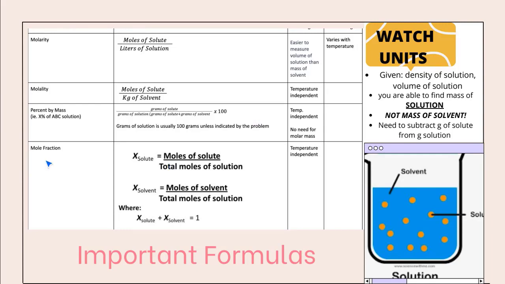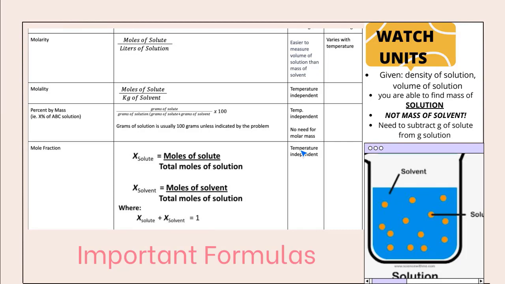The mole fraction is essentially just the fraction of the quantity over the total quantity. So for instance, the mole fraction of solute is going to be moles of solute over the total moles of solution, and then the mole fraction of solvent is going to be moles of solvent over the total moles of solution. And since these two quantities are fractions, it makes sense why they would add up to 1, because 1 is your whole number. And this quantity is temperature independent.